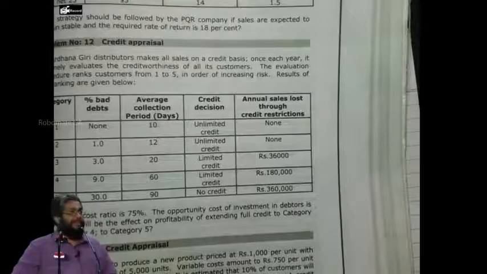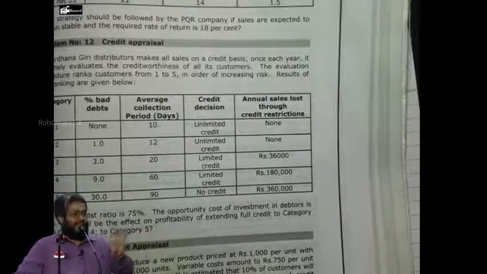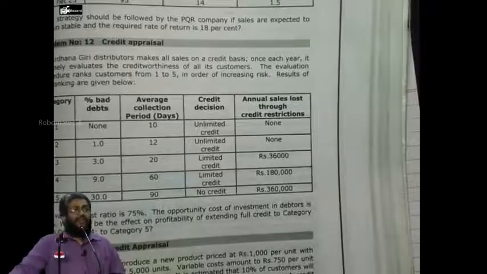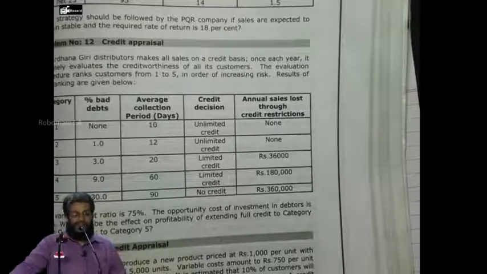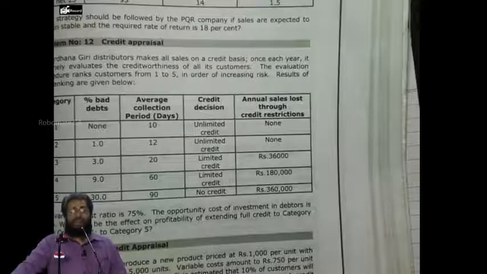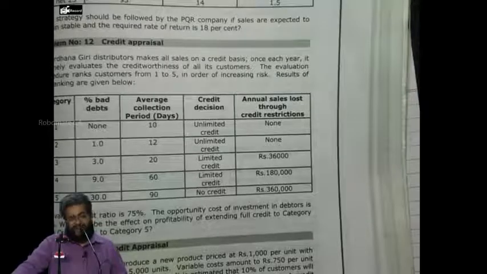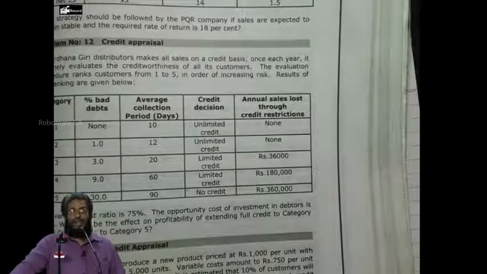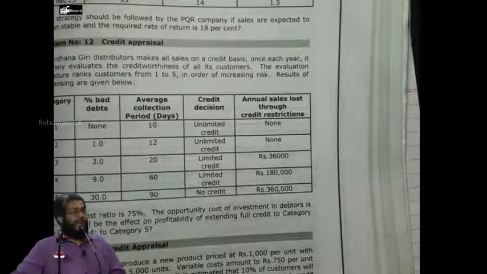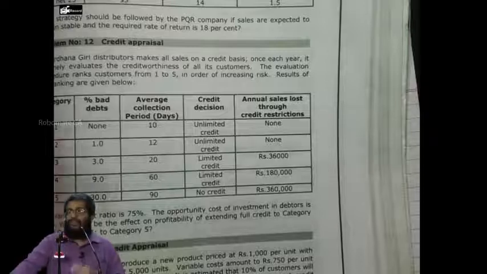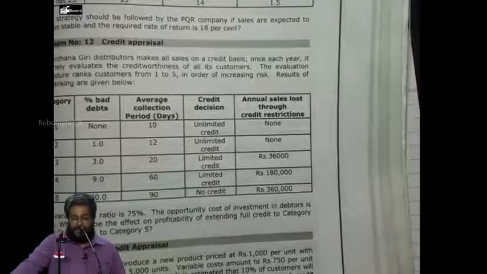This company, when it sells, categorizes the customers into 5 categories. This may be based on their past track record: category 1, 2, 3, 4 and 5. Category 1 is best. They will never become bad debts. And they will pay in how many days? 10 days. Category 2, that is 1%. Out of 100, 99 may be good and 1 may be bad. And so on. So they are classified into 5 categories.